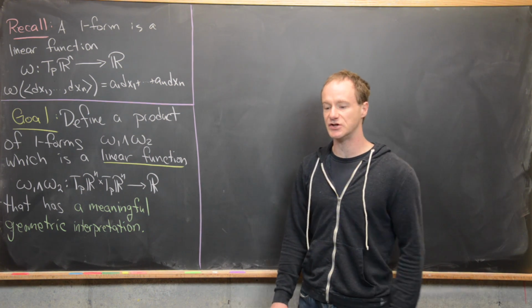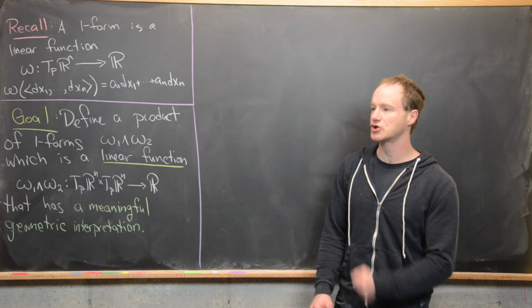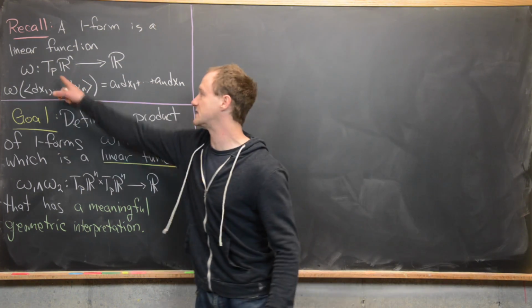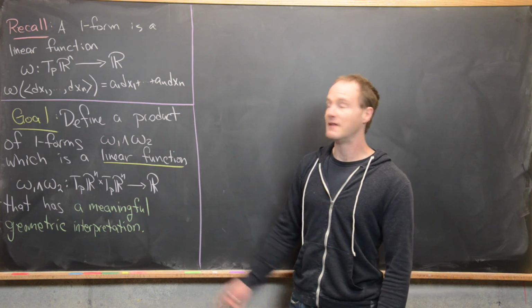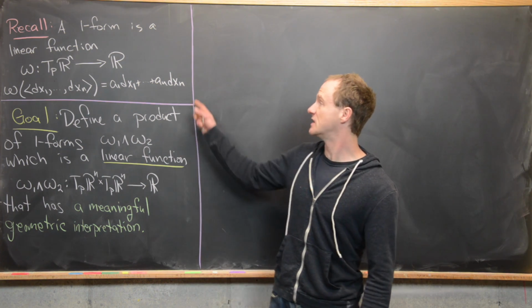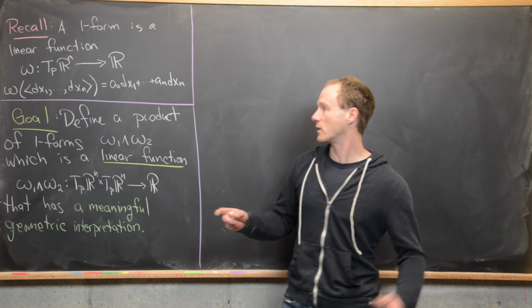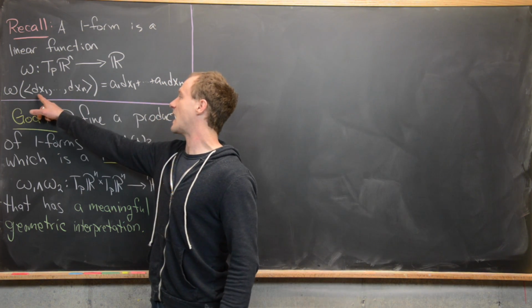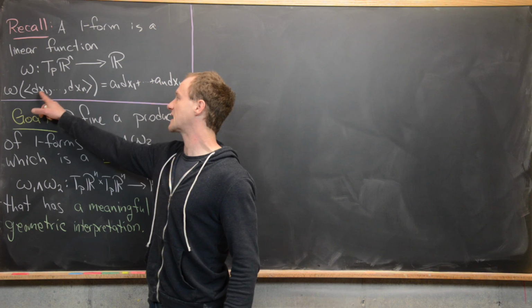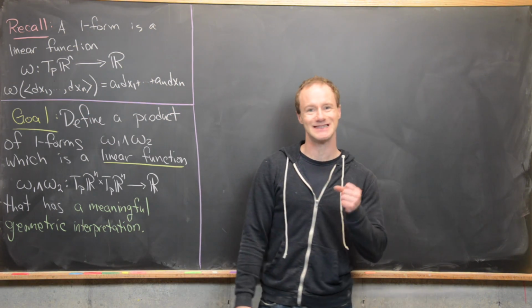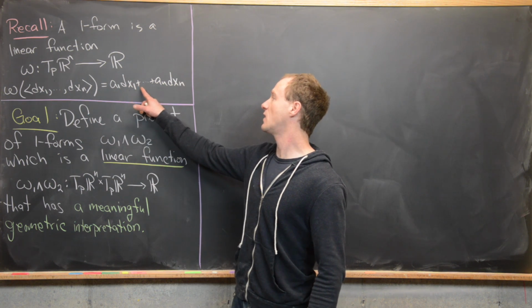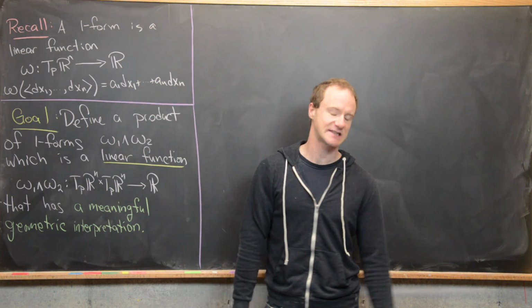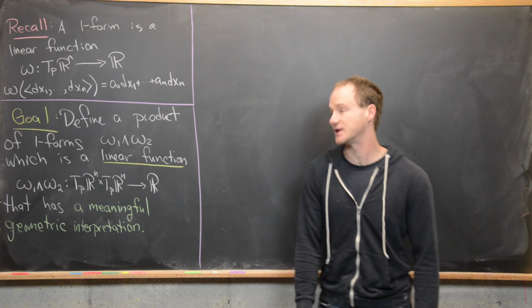Sometimes this is known as being a linear functional or being in the dual space of TPRn, seen as a vector space. The fact that it's a linear function gives us this nice formula: omega evaluated at the vector dx1 through dxn is necessarily of the form a1 dx1 plus all the way up to an dxn, where those ai's are just numbers.